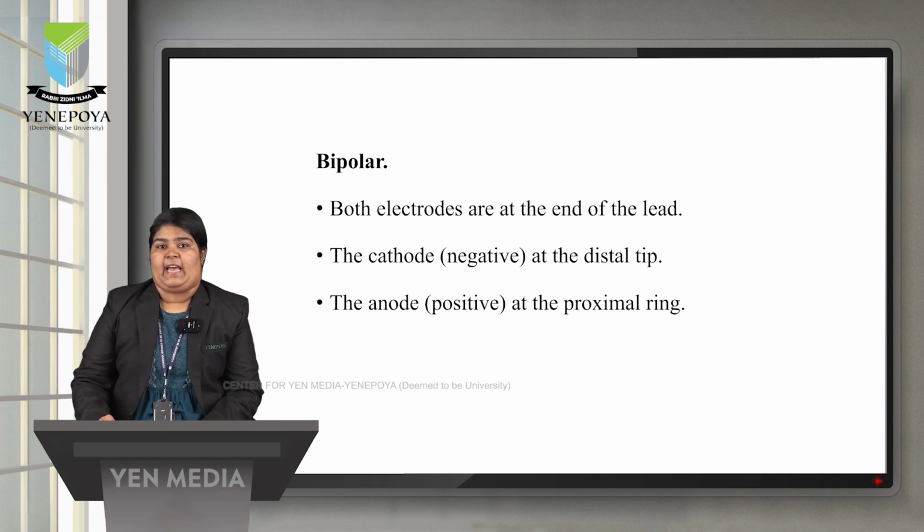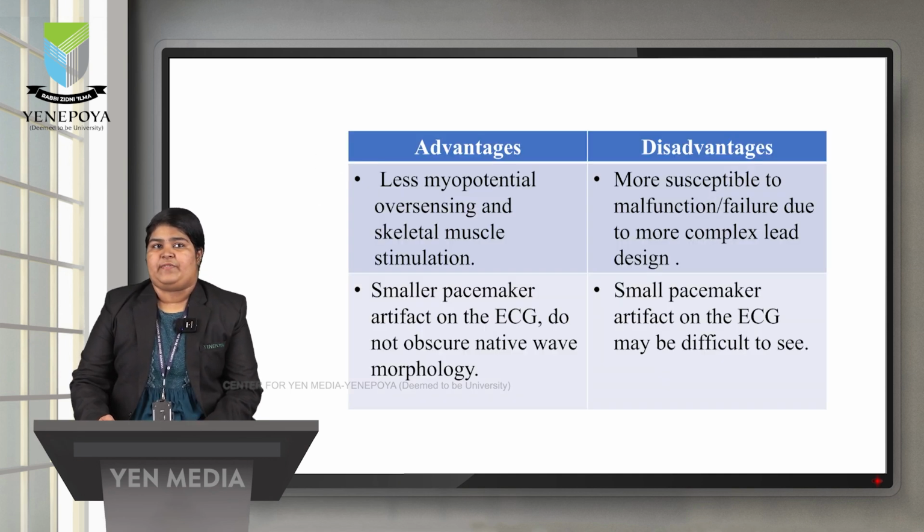The bipolar leads, as the name suggests, have two electrodes. The cathode will be present in the negative distal tip and the anode will be present in the positive tip. The advantages will be less sensing of the myocardium or the skeletal muscle activation, and a smaller artifact in the ECG. So it will not cause any differentiation from the native waveform of the ECG. The disadvantage is that due to the complex lead design, it can lead to more malfunction or failure of the device or fracture of the lead, and because of the small pacemaker artifact, it may be difficult to interpret.